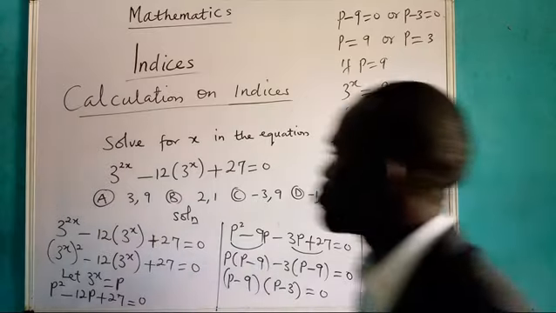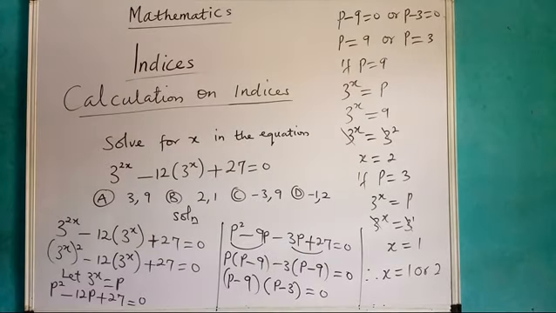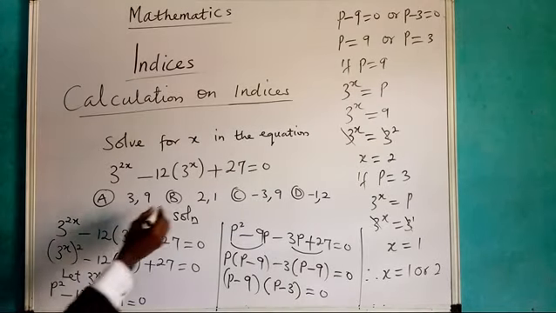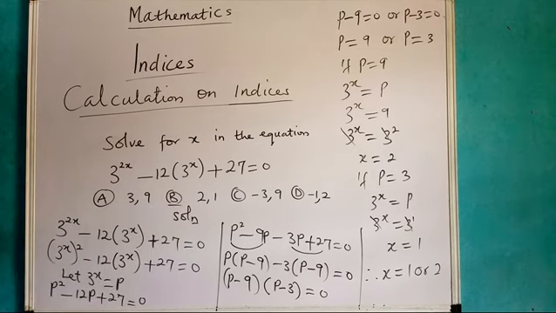Okay, now we can go back to the options. The best one will be option B. Meaning the best option is B. That is the best option for this very problem.